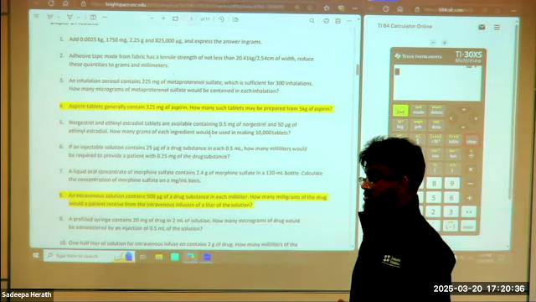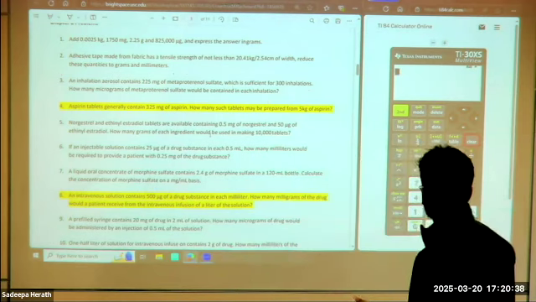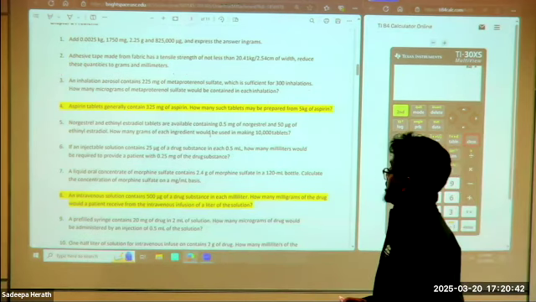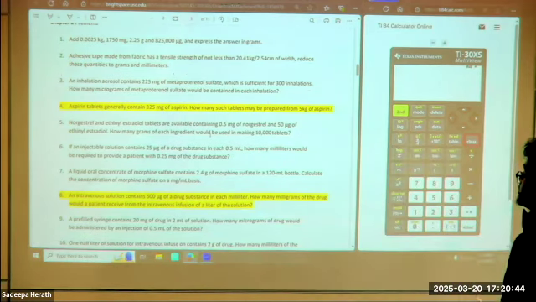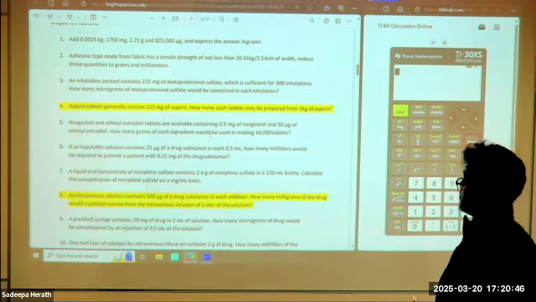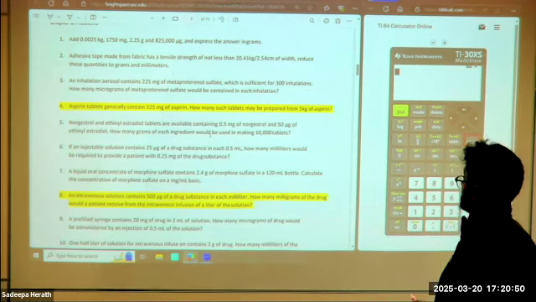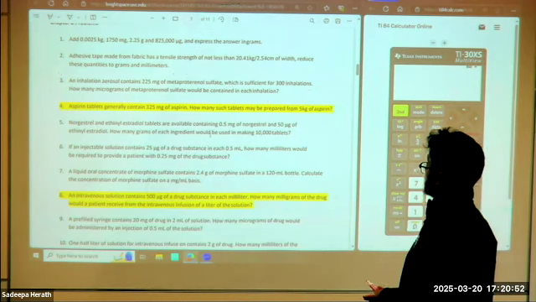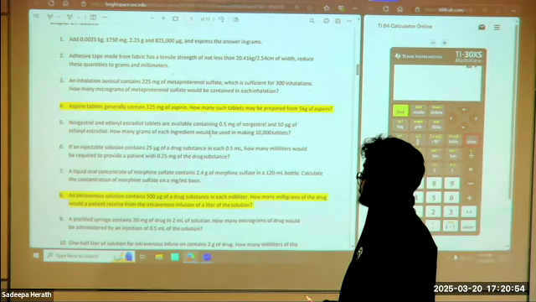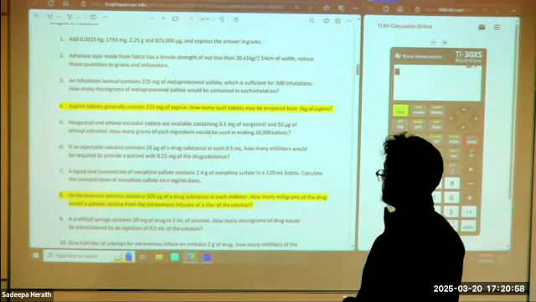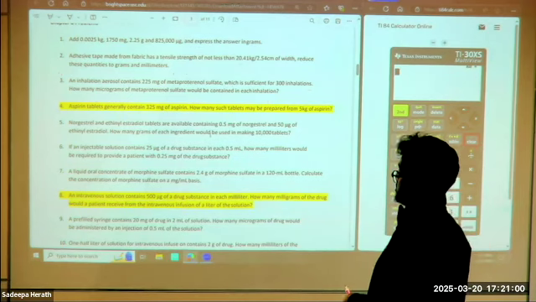So we're going to start to have a couple less problems than we had last time. We're going to start with number 3. An inhalation aerosol contains 225 milligrams of metaproterenol sulfate, which is sufficient for 300 inhalations. How many micrograms of metaproterenol sulfate would be contained in each inhalation?